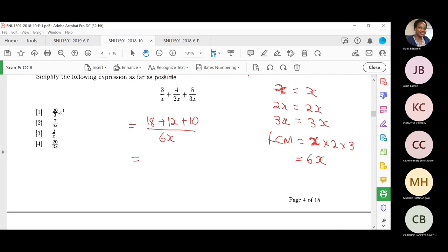18 plus 12 plus 10 is equal to 40, divided by 6x. What is the number that can go into 40 and also can go into 6? Because we need to simplify this further. 2 can go into both of them because 6 cannot go into 40. So 2 goes how many times into 40? It goes 20 times, and it goes 3 times into 6, and the answer will be option 4.